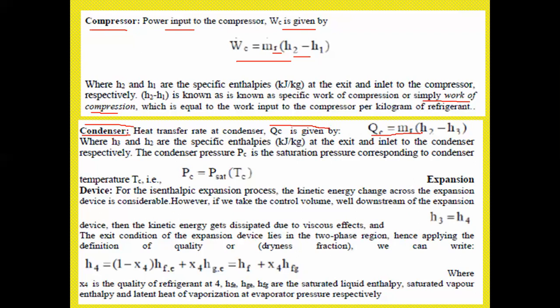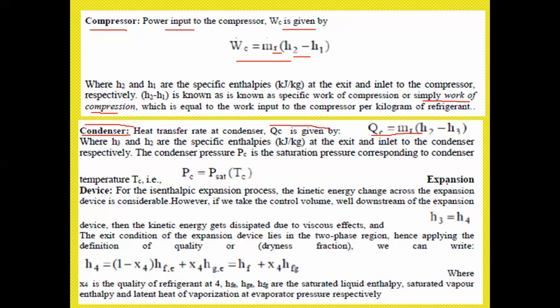That's why the heat transfer rate at the condenser QC is equal to m times H2 minus H3, where H3 and H2 are specific enthalpies at the exit and inlet of the condenser respectively. Now, the condenser pressure PC is a saturation pressure. Therefore, PC is equal to P saturation of temperature, right? So that is at saturation temperature.